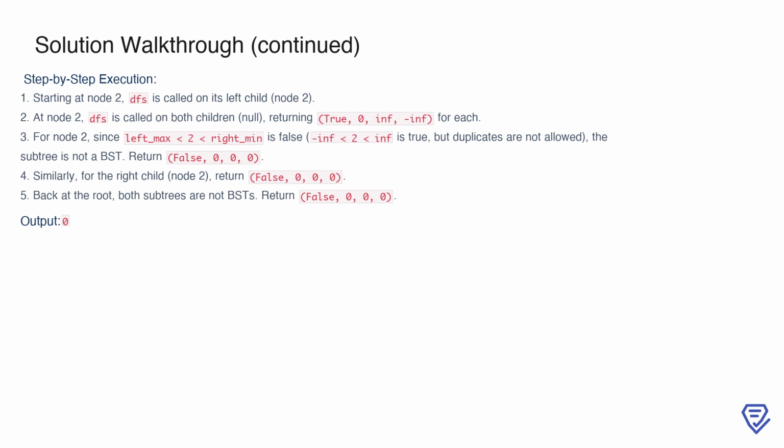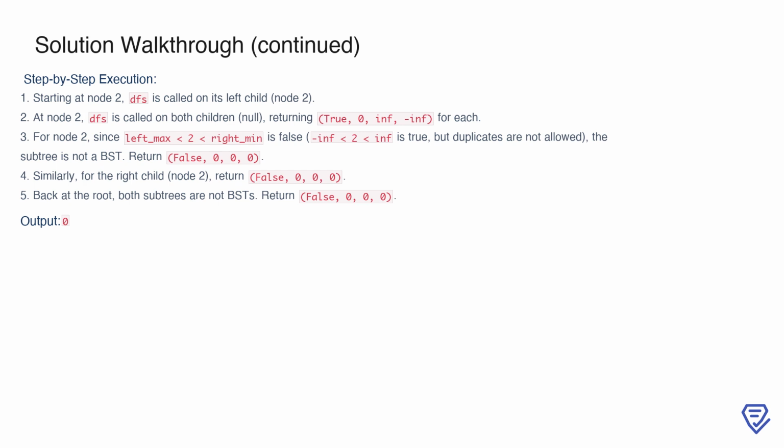We start at the root and first evaluate its left child. At this left child, we explore its null children, which both return true, 0, INF. However, when we check the BST condition left_max less than 2 less than right_min, it fails because duplicate values are not allowed in a BST. As a result, the subtree rooted at this node is not a valid BST, and DFS returns false, 0, 0, 0. Similarly, for the right child of the root, the same process occurs, and the subtree is also deemed not a BST with a return value of false, 0, 0, 0.